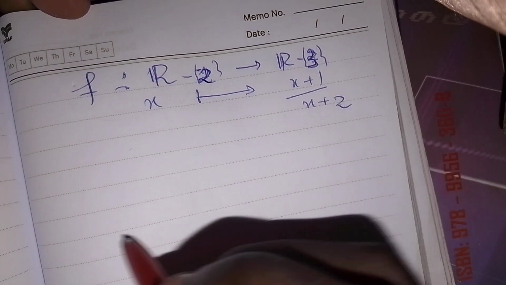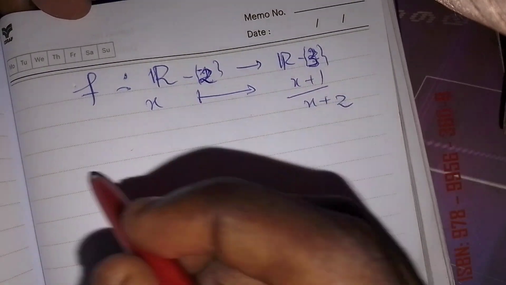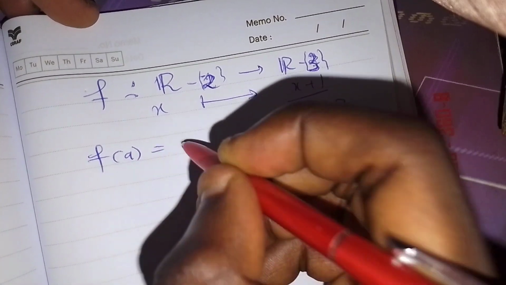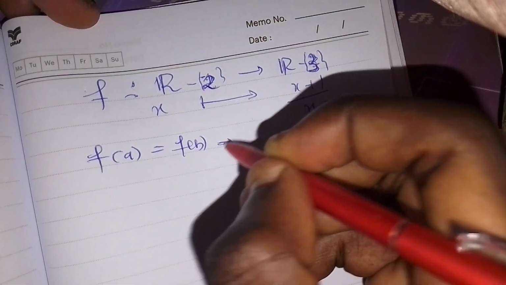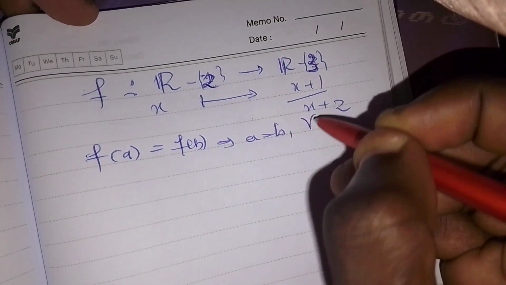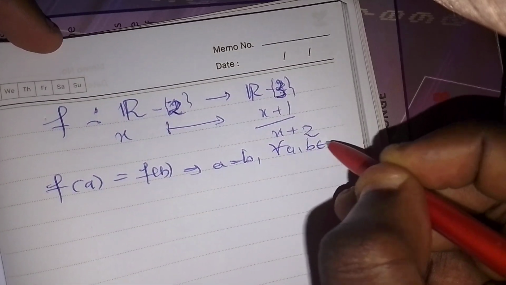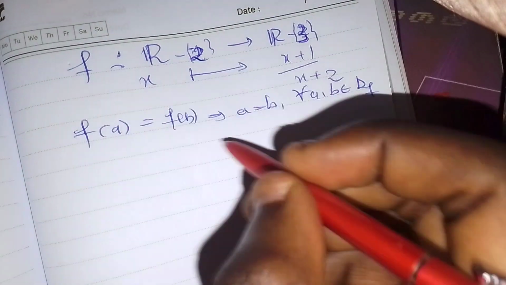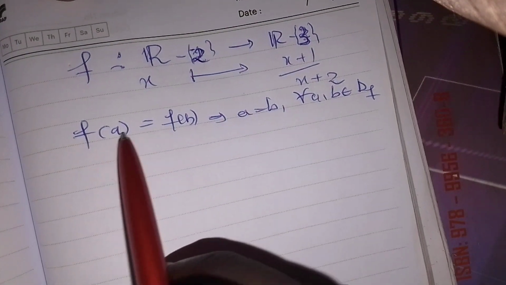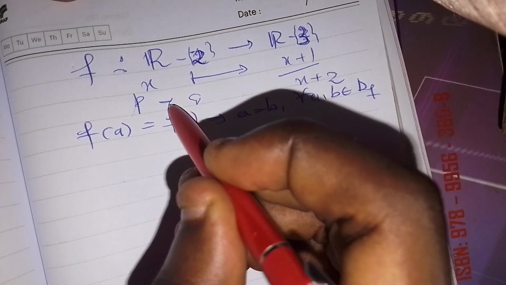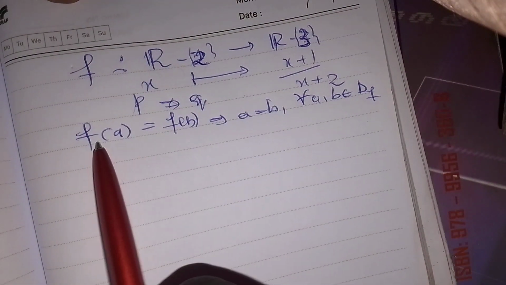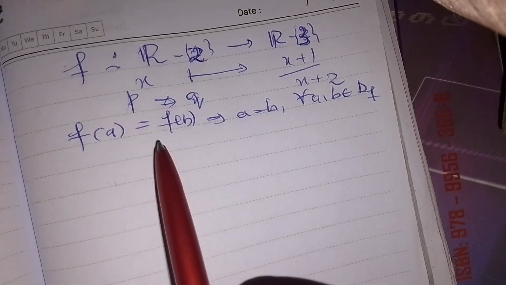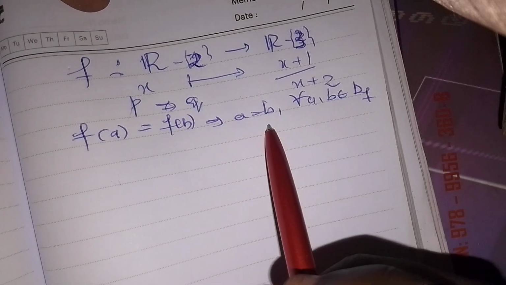So how do I show that this function is injective? I just need to show that f of a equal to f of b implies a is equal to b, where a and b are in the domain of the function. Then I've shown that the function is injective. Now this is what I have to show. This is like p implies q, which is read as if p then q. We actually know that p is true. Then we are going to use it now to show that q is also true.